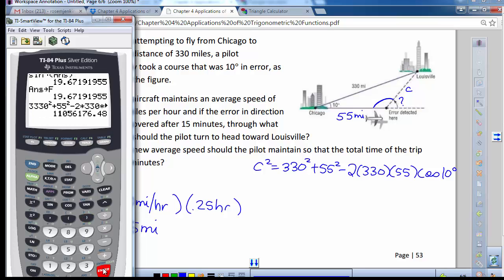Okay, I got that, but I need to take the square root of it. So I think I made an error using my big giant calculator. Let's see, I did 3,330 miles. That was too much. Okay, let's go back.